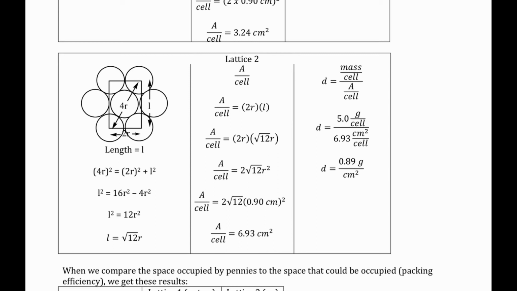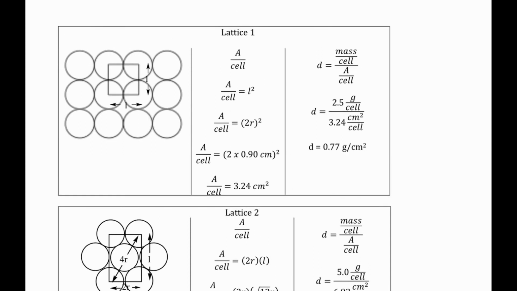Applying all that to our lattice 2, area per cell is 2r times L, which is 2r times the square root of 12 r, so 2 square root 12 r squared. So the area per cell is 2 square root of 12 times 0.90 centimeters squared, which is 6.93 centimeters squared. Now we have the area per cell for both lattice structures, so we can calculate the density, putting all of our stuff together.